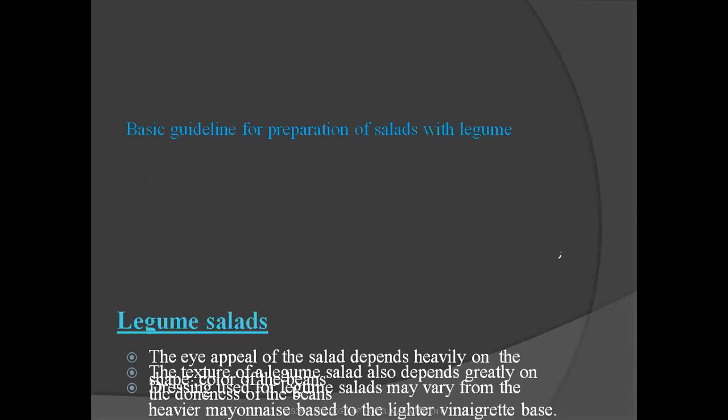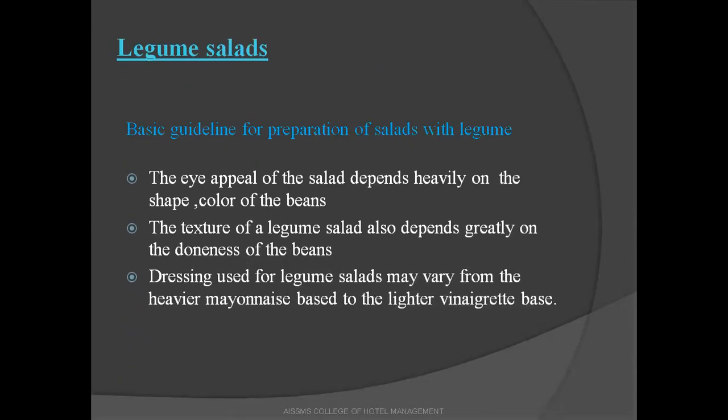Let's move on to the next one, legume salads. So what are the precautions to be taken while making legume salads? The eye appeal of the salad depends heavily on the shape and color of the beans. The texture of a legume salad also depends greatly on the doneness of the beans. Dressing used for the legume salad may vary from the heavier mayonnaise base or lighter vinaigrette base. So you can use in legume salad French beans or rajma or chickpea, anything or combination of these legumes.